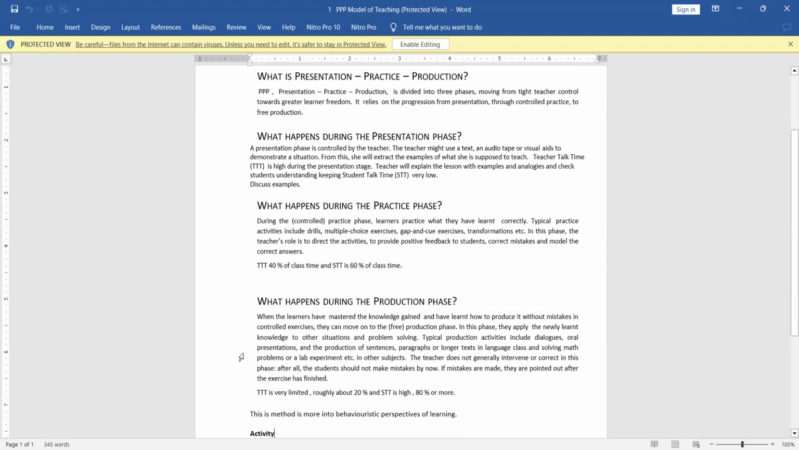The last stage of the PPP model is the production phase or stage. The remaining time: 10 minutes for the presentation, 20 minutes for the practice, and out of the 40, another 10 minutes is for the production phase in the PPP model.